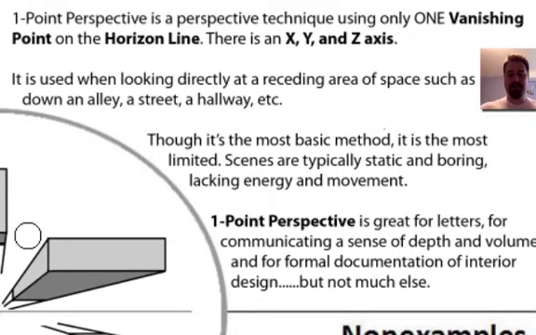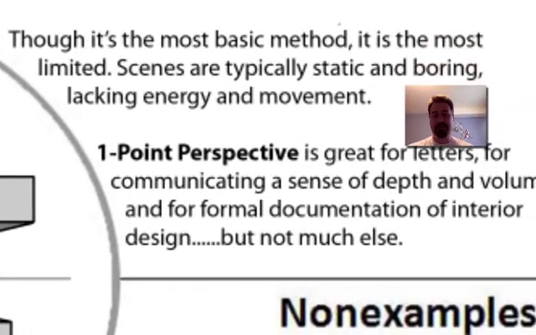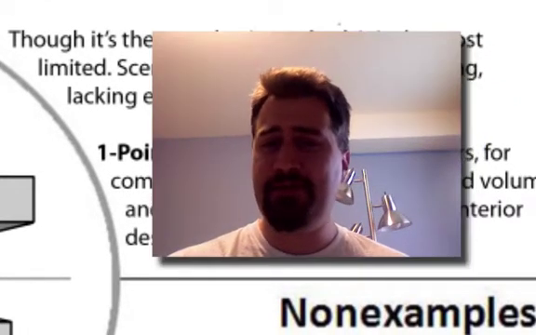All right, so one-point perspective. How is it used? Why is it used? Because there's several different types of perspective. Well, one-point perspective is the most basic. It's used when looking directly down a receding area of space, such as an alley, a street, or a hallway. Though it's the most basic method, it's also the most limited. You can't do much with it.